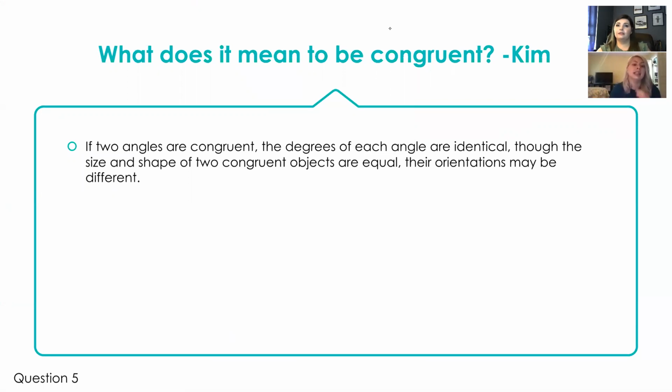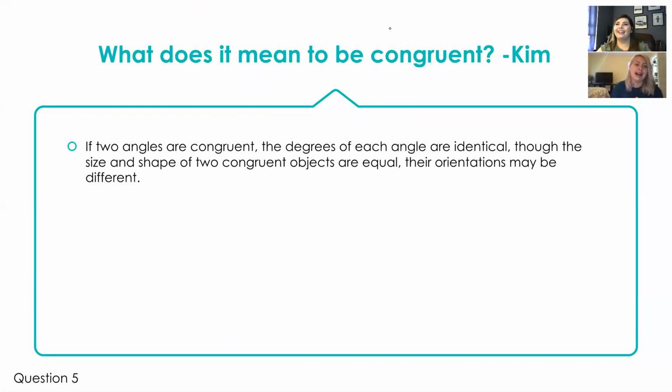Though the size and the shape of two congruent figures are equal, the orientations may be different. Orientation is kind of like the layout of it. When we were talking about our rotation, glide, and reflections earlier, that's where it plays a role, because our images may have the same shapes and angles, but they may not look the same.